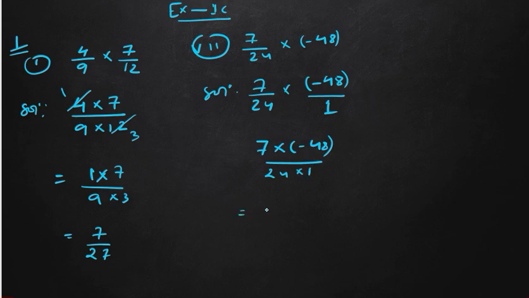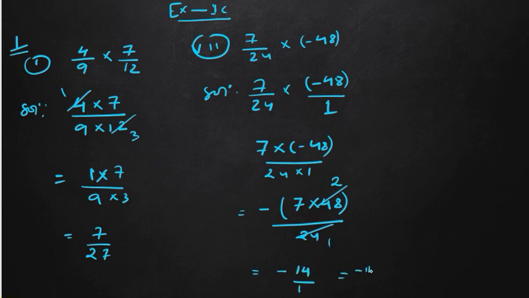If a negative sign is there, then we will take the negative common in the numerator. Then it will become 7 into 48 divided by 24 into 1. It will be 24. So if you see, 24 2 ja 48. So the answer will be minus 7 2 ja 14 and the denominator is 1. 14 by 1 can be written as minus 14. Fine.